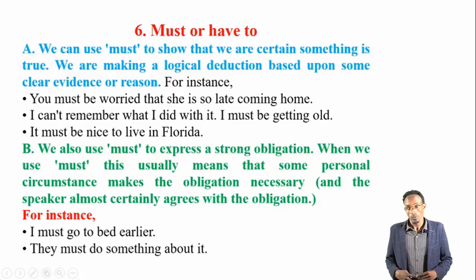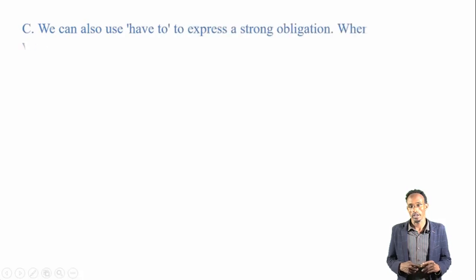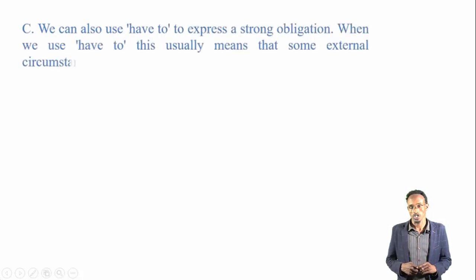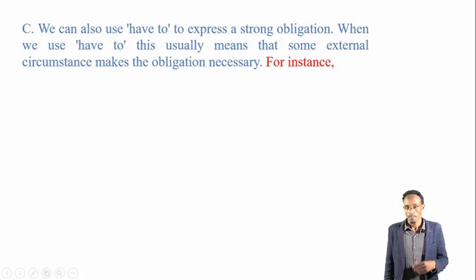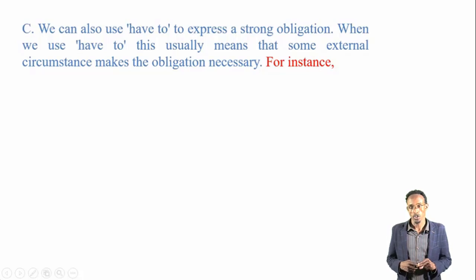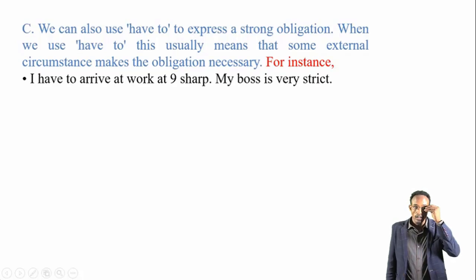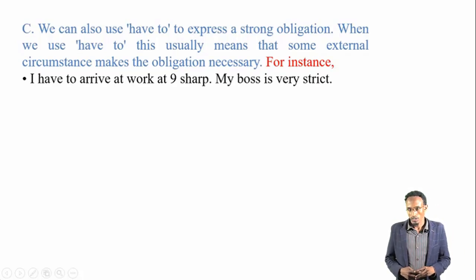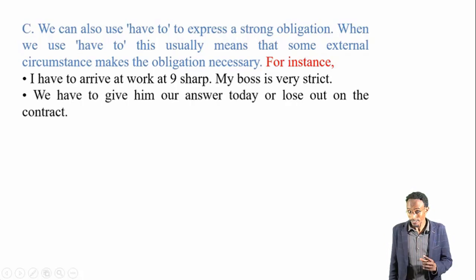So students, we can also use have to express a strong obligation. When we use have to, this usually means that some external circumstance makes the obligation necessary. For instance, I have to arrive at work at 9 sharp. My boss is very strict. We have to give him our answer today or lose out on the contract.